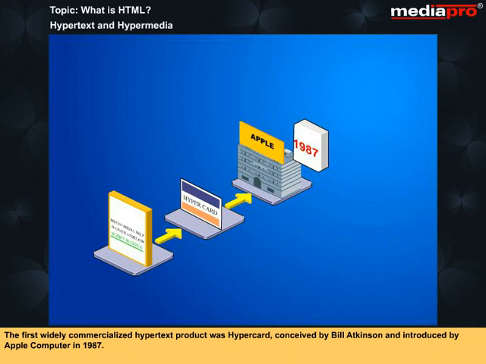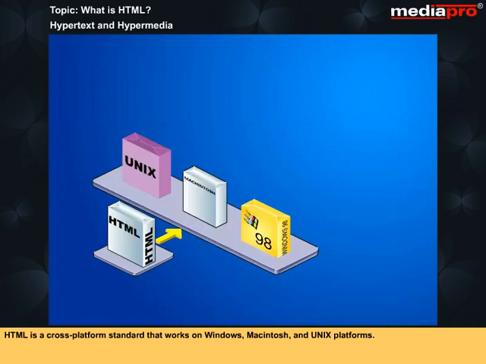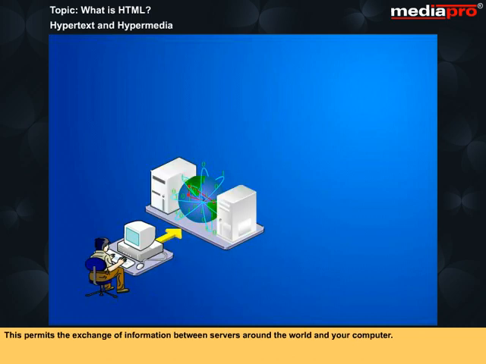The first widely commercialized hypertext product was HyperCard, conceived by Bill Atkinson and introduced by Apple Computer in 1987. HyperCard incorporated many hypertext and hypermedia concepts. HTML is a cross-platform standard that works on Windows, Macintosh, and Unix platforms. Another key distinction is that HTML and the World Wide Web are client-server-based systems. This permits the exchange of information between servers around the world and your computer.